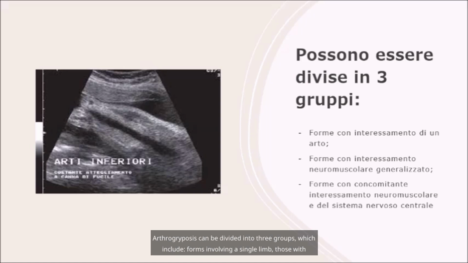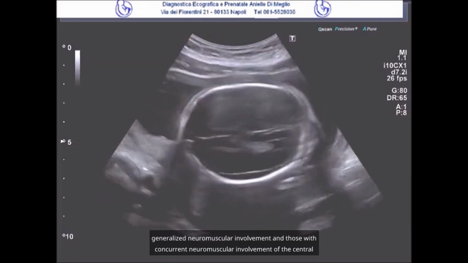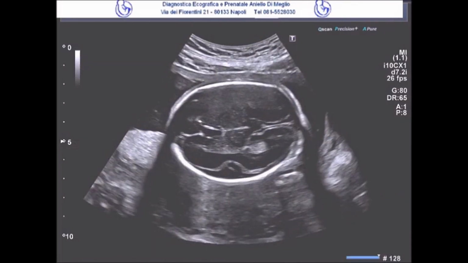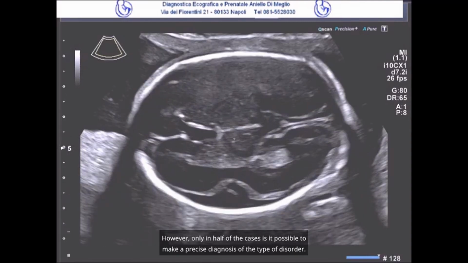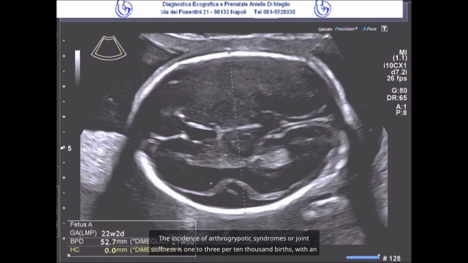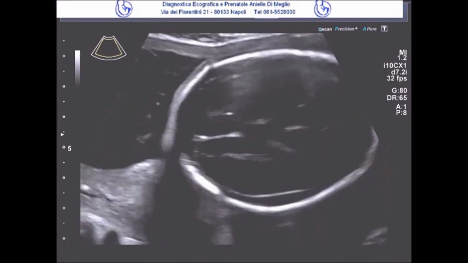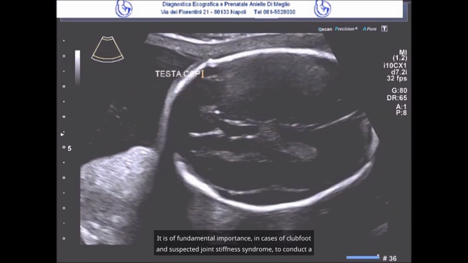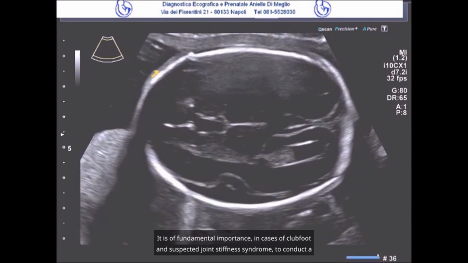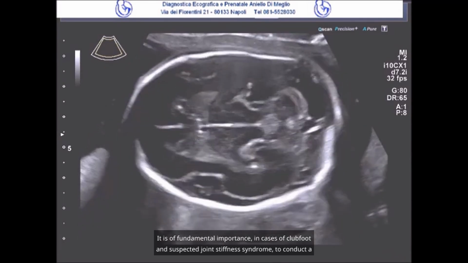Arthrogryposis can be divided into 3 groups, which include forms involving a single limb, those with generalized neuromuscular involvement, and those with concurrent neuromuscular involvement of the central nervous system. However, only in half of the cases is it possible to make a precise diagnosis of the type of disorder. The incidence of arthrogrypotic syndromes or joint stiffness is 1 to 3 per 10,000 births, with an equal ratio between the 2 sexes.